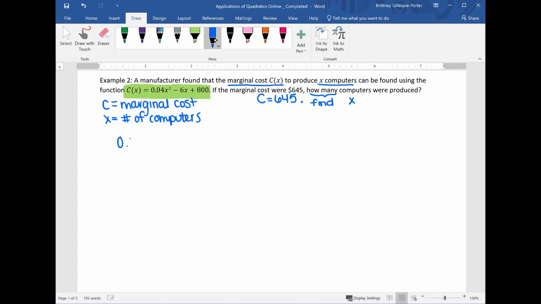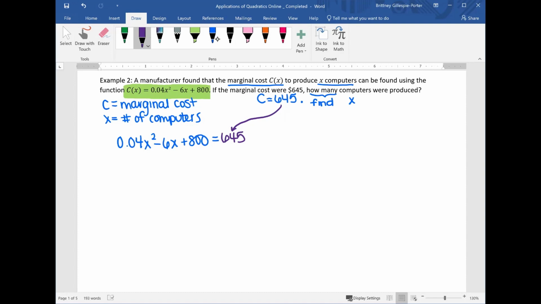We're going to take our equation, 0.04x squared minus 6x plus 800, and set it equal to 6.45. We have a quadratic equation, which is degree 2. I'm not going to try to factor this because there are decimals. We can't use the square root property because we have an x to the first included. So let's go ahead and use the quadratic formula.